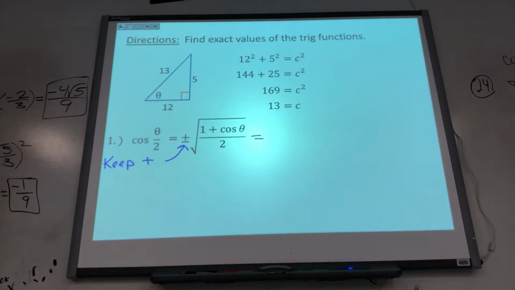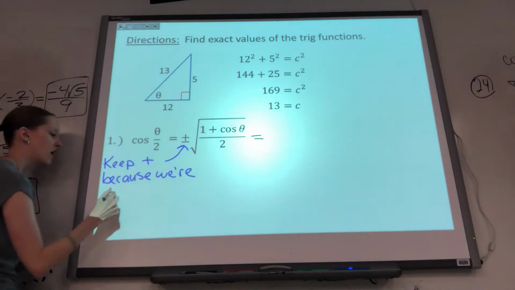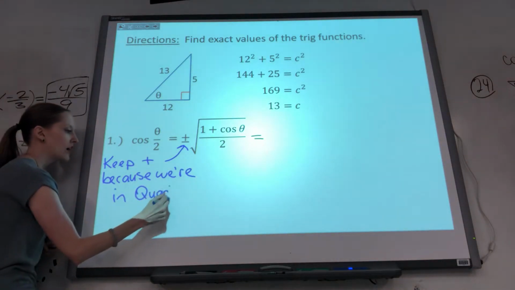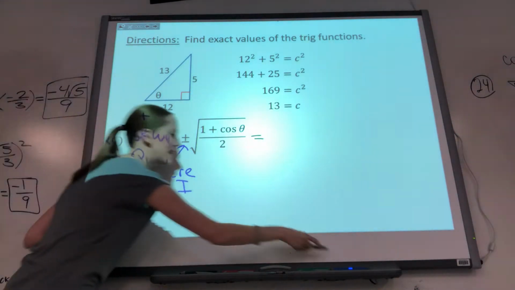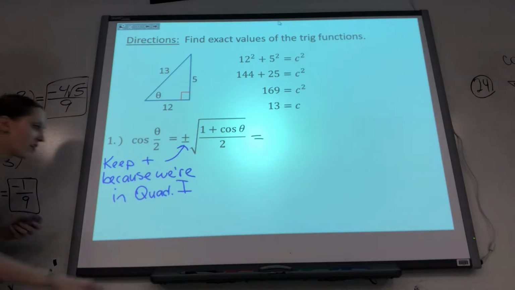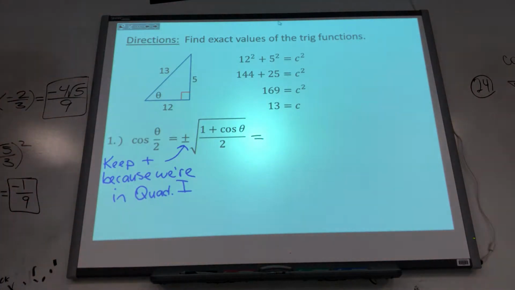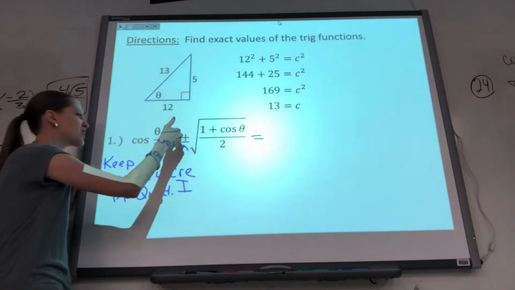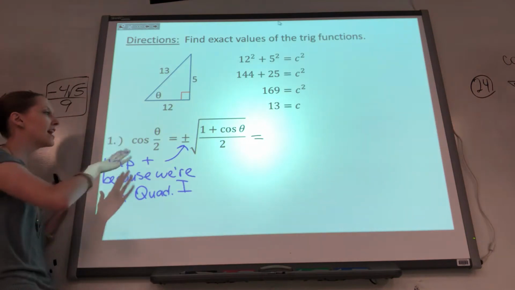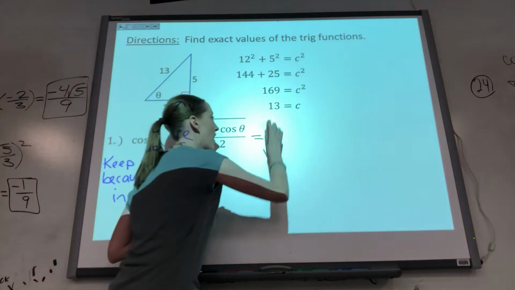We are only going to keep the positive square root because we are in quadrant 1. Keep the positive square root because we are in quadrant 1 and everything's positive in quadrant 1. Spoiler alert, all of your triangles will be in quadrant 1 today, even in your homework. So, for the most part, you can just not worry about that plus or minus sign. Know that it will always be positive. Okay, so I'm leaving that off.